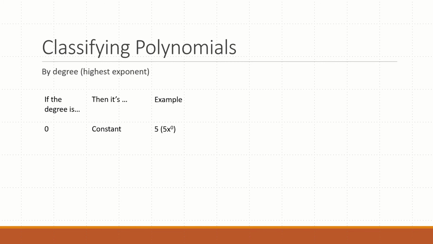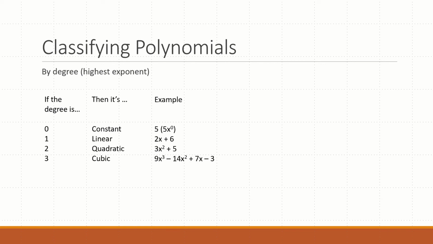So if the degree is 0, then it's a constant. If the degree is 1, we call that a linear function. This is kind of like y equals mx plus b, so the example is there on the screen. If the degree is 2, we call that quadratic. If the highest exponent is 2, it's quadratic.